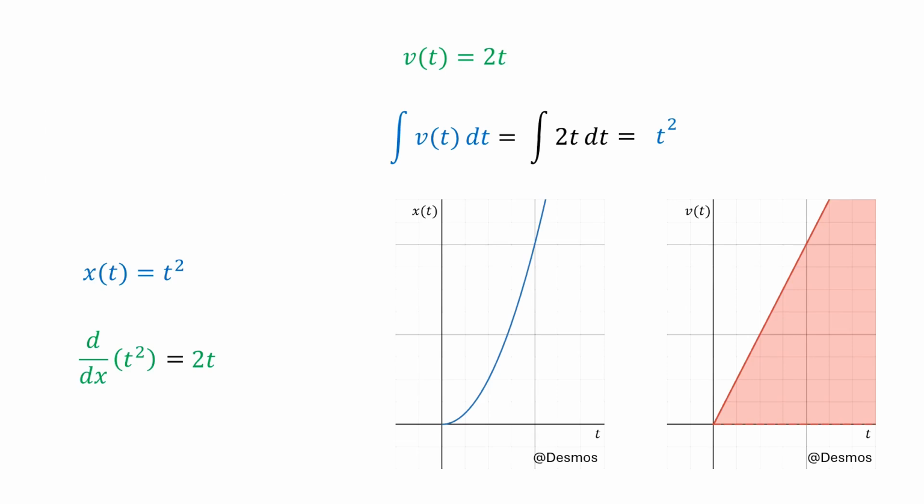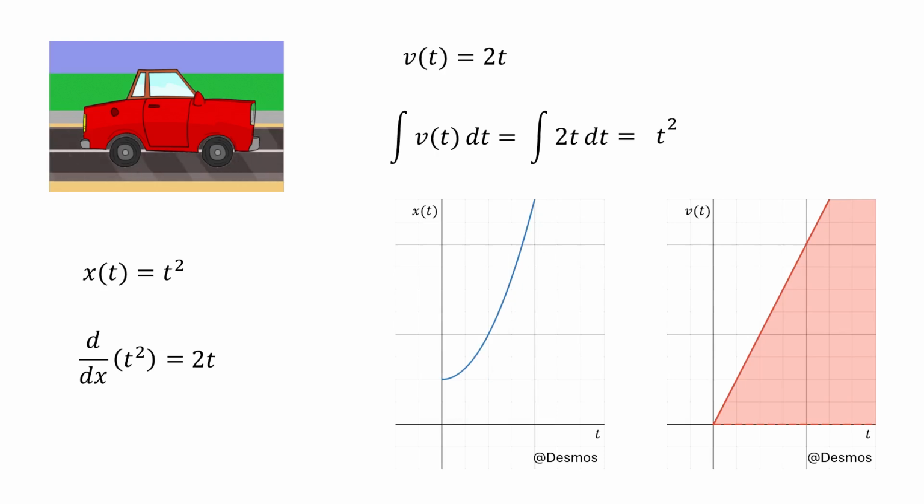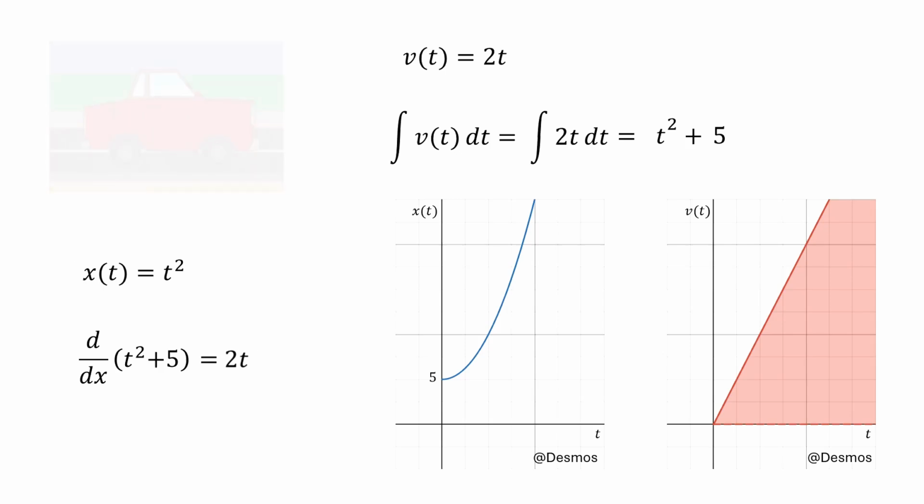But what about the constant c? Let's say the car didn't start from rest. Maybe it had already traveled 5 meters before we started measuring time. In that case, the total distance is the following, where, in this case, c is 5. So, this constant represents how far the car had already traveled before we started measuring. If we take the derivative, we'll always get the same result, because the derivative of a constant is 0. The constant doesn't affect the rate of change. It only shifts the graph vertically.